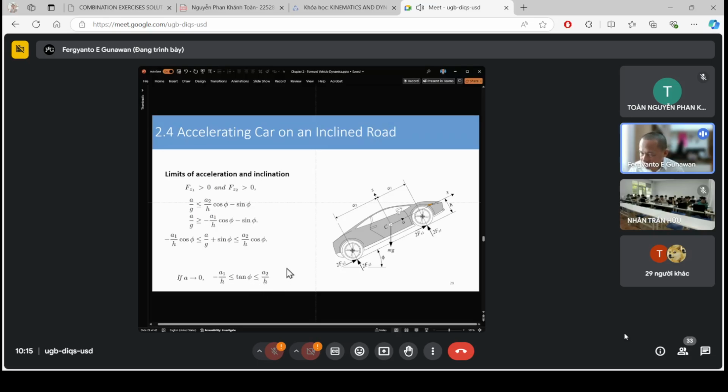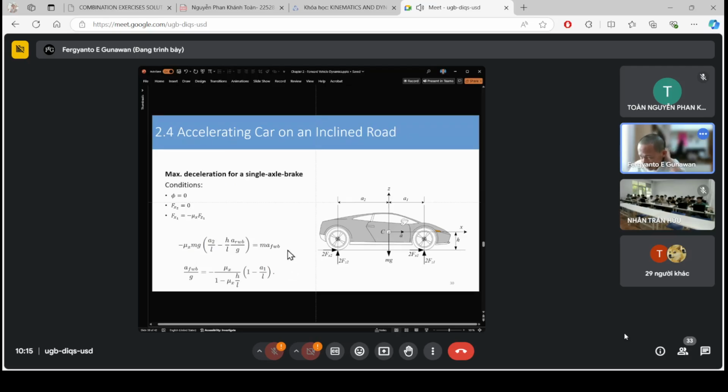As you can see, if the acceleration goes to 0, if this component is 0, we have these static conditions, without acceleration. Okay, so now let's talk about maximum decelerations when the car is braking with a single axis brake. We're talking about the condition that pi equals 0, and we assume that the rear wheel force equals 0. So the car is using the front wheel brake, right? With a similar approach, we can see that the maximum acceleration for this case is shown in here.